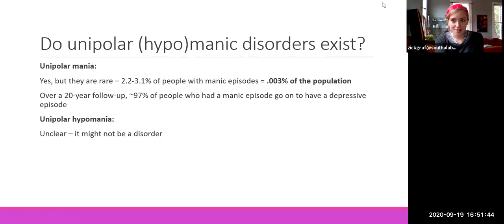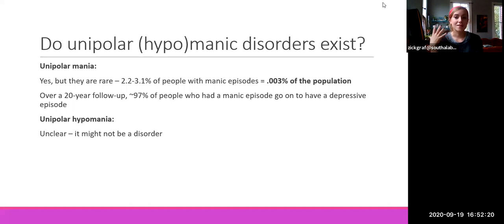So I also said a couple of slides ago that basically everyone with bipolar 1 disorder has depression. But there actually is some evidence that there is such a thing as unipolar mania. So again, unipolar just means only one side of the manic to depressive spectrum. And almost invariably, when people only stay on one side of that spectrum, it's the depressive side because depression is super common. And depression is an extension of sadness, and it's a response to stress and loss, and it's just a much more common emotional experience than mania.